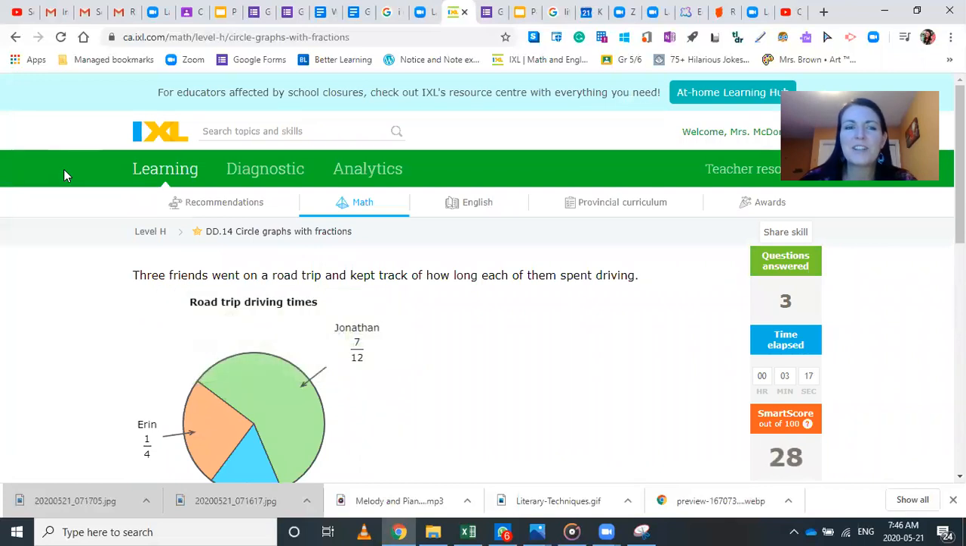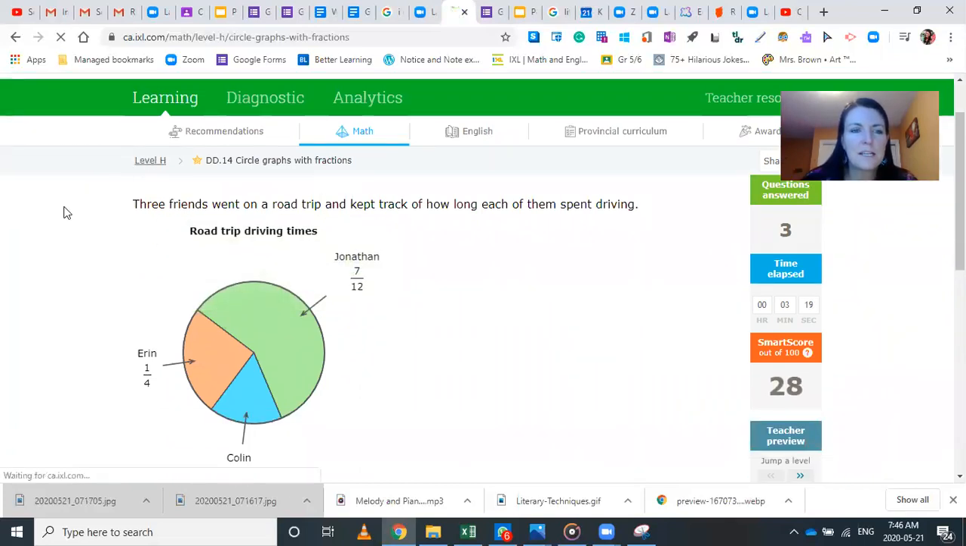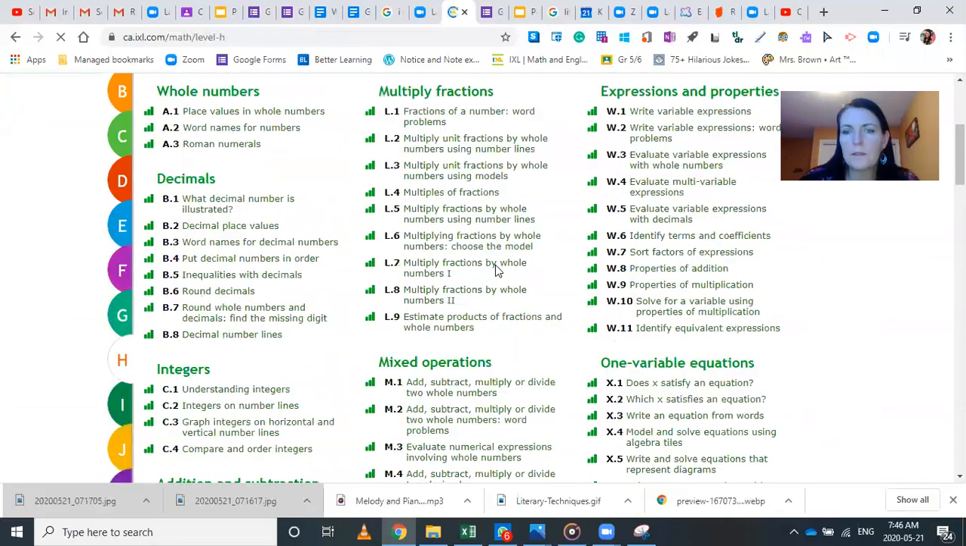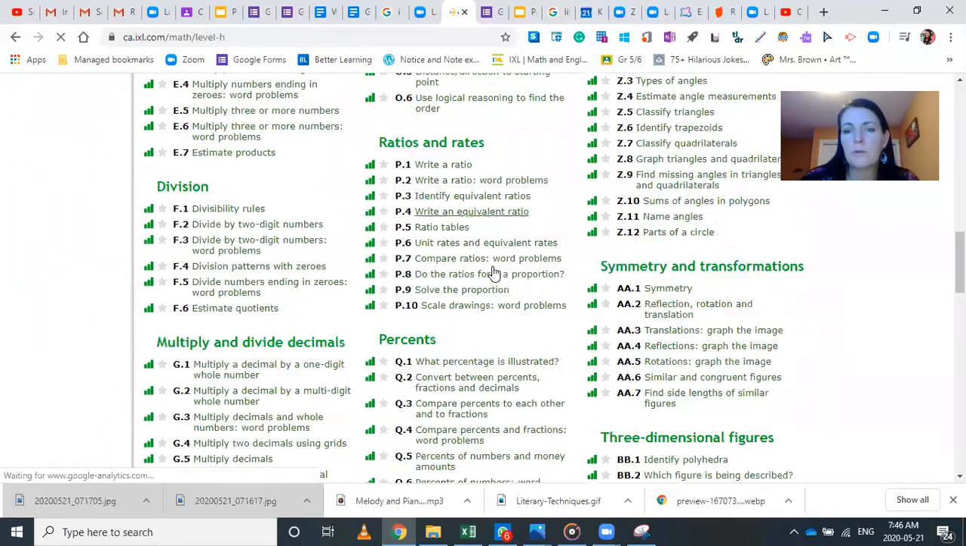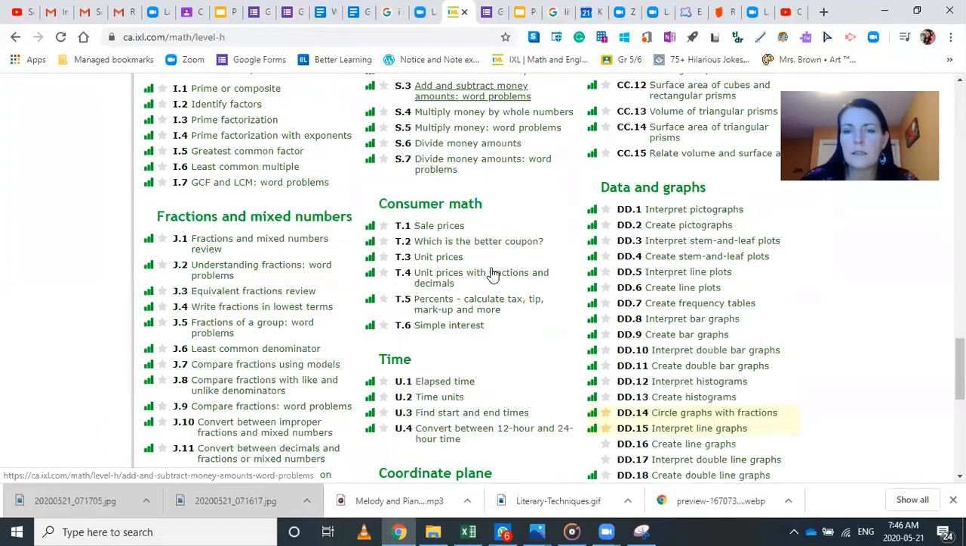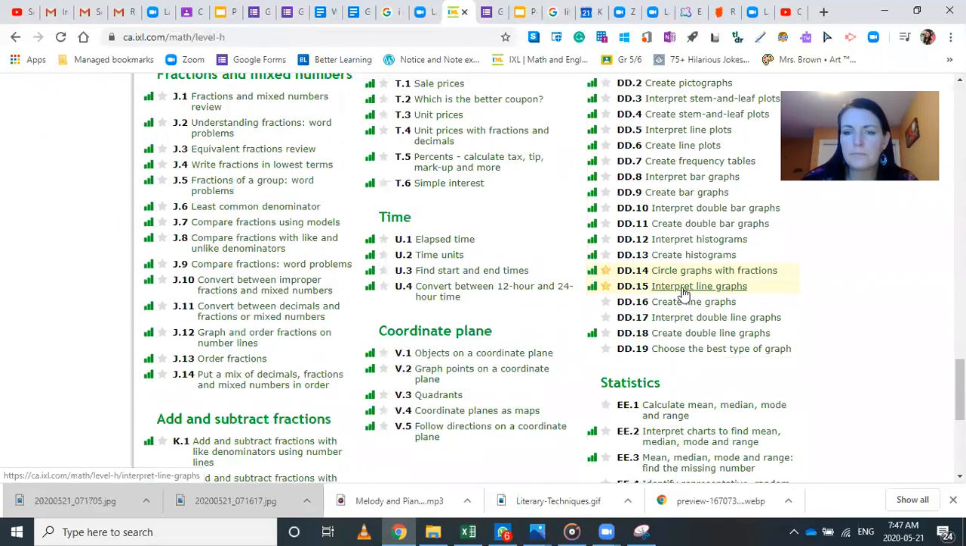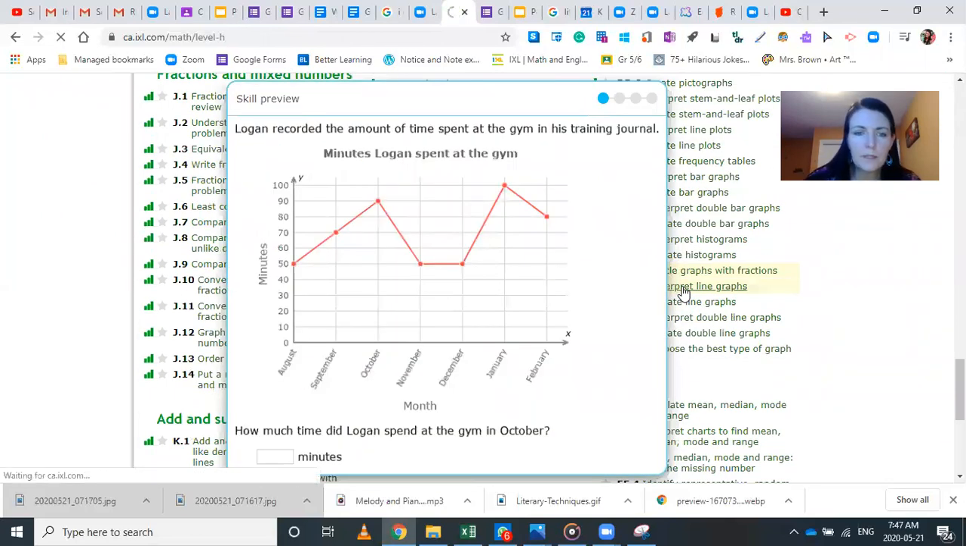All right, so you can continue working with those. We will be able to do a couple more of the more difficult ones today on our Zoom lesson. So I hope to see you guys there. Interpret line graphs. Let's have a look at that.